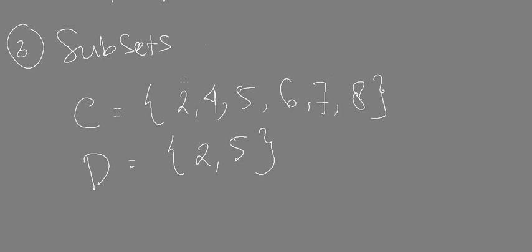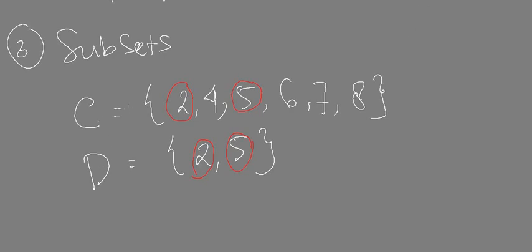Now we can see that all of D is inside C. Let me write it down here. In D we have 2 and 5. In C we also have 2 and 5. So all of D is inside C, so we can say that D is a subset of C. Okay, D is a subset of C, or we can say D is part of C.